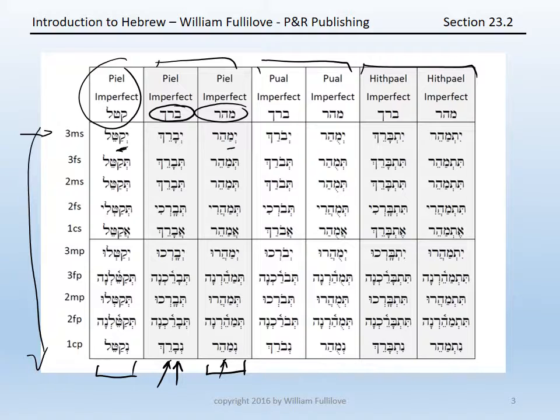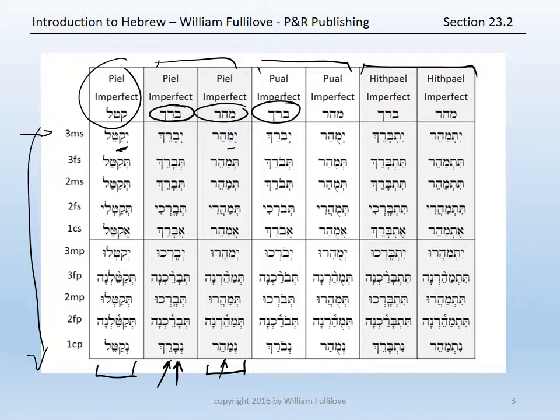In the Pual imperfect, starting with Barak, the typical vowel, which would have been a kibbutz, yuvarek is what you would expect, yuvurek, becomes lengthened to a holam. So you have yuvorak, tuvorak, tuvorak, tuvoraki, ovorak. Yuvoraku, tuvorakna, tuvoraku, tuvorakna, nuvorak.